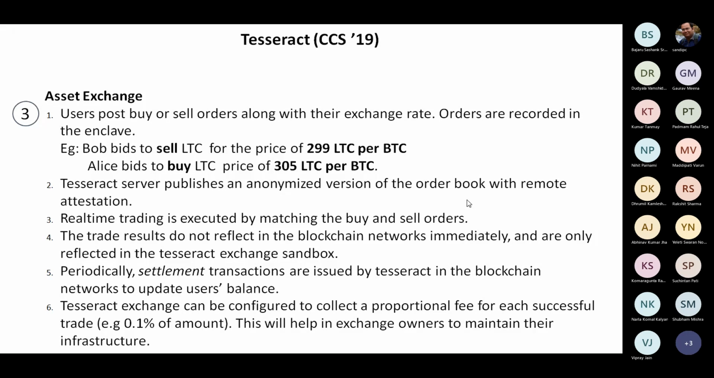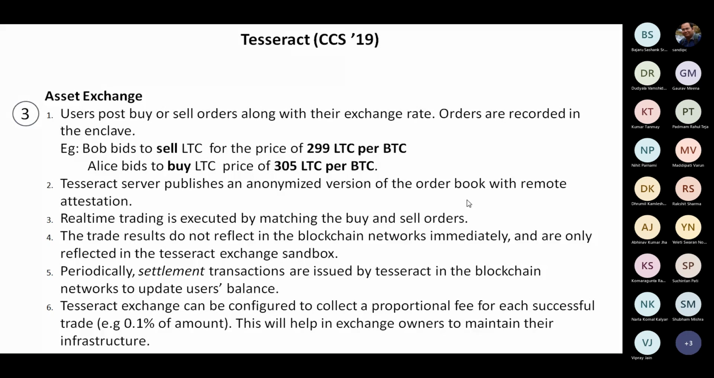But point number 4 is important: the trade does not get reflected in the blockchain networks immediately. Because if that is to be done, as we said before, that is what the decentralized exchanges do, if you want to do it through the networks, through transactions being mined in blocks, it is going to take some time, so the order books cannot be updated until the actual blocks are mined. So these exchanges that are happening are only reflected in the Tesseract exchange sandbox. It is not actually being written in the blockchain.